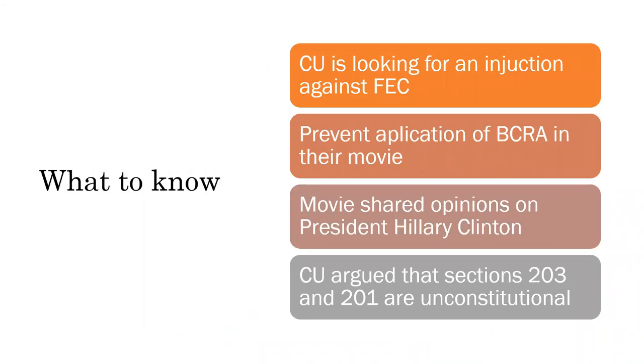So what you need to know, Citizens United was looking for an injunction against the FEC. And what they were concerned about is that it was preventing the application of the BCRA in their movie. In this movie, Citizens United wanted to share opinions on President Clinton, not Hillary Clinton, as she did not win the election, and this is long before that as well. And Citizens United argued that sections 203 and 201 were unconstitutional, and specifically, these dealt with the idea of what exactly a citizens group was allowed to do in elections.